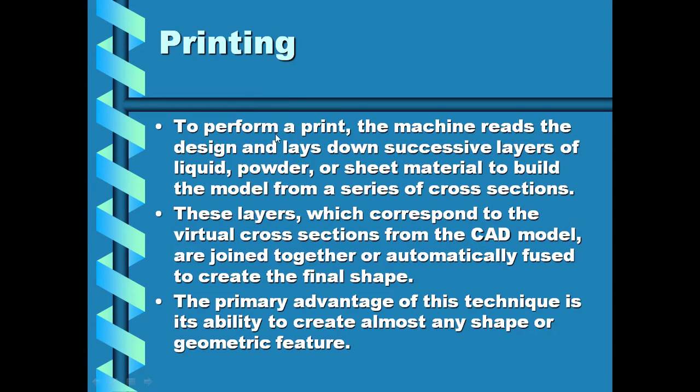Then to perform a print, the machine reads the design and lays down successive layers of liquid, powder, or sheet material to build the model from a series of cross sections. So here comes the material which is actually used, some liquid, powder, or whatever material is required. These layers, which correspond to the virtual cross sections from the CAD model, are joined together or automatically fused to create the final shape. There are different parts as categorized by your software, and these parts need to be combined.